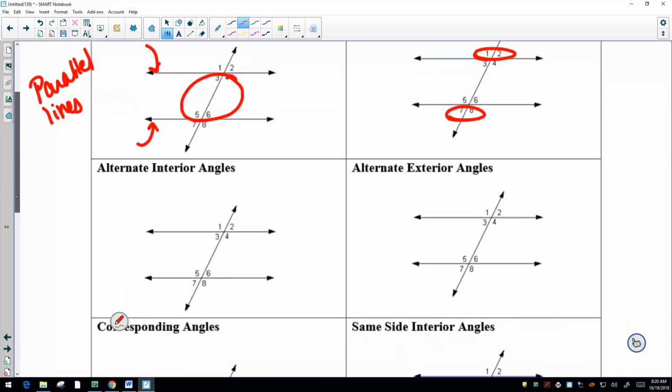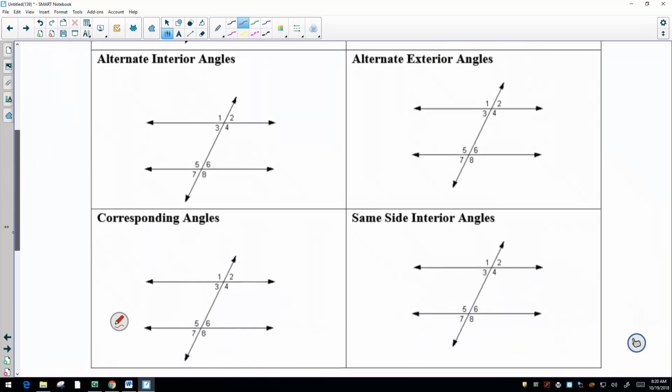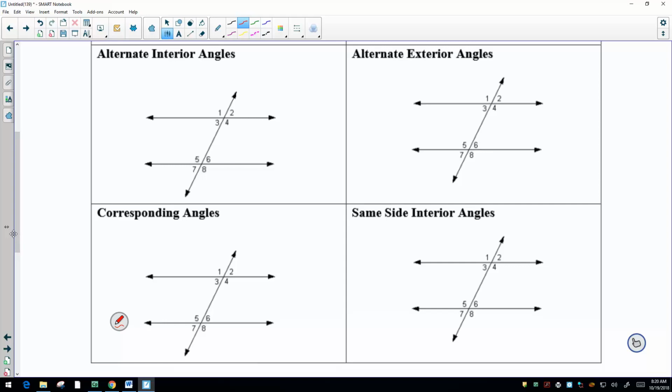Now if I throw the word alternate in there, alternate interior means I want one from each side. So I could take a look at angles 3 and 6. Those would be considered alternate interiors. Same thing with angles 4 and 5, alternate interiors. They're opposite sides of that transversal. Now when we get to alternate exteriors, I could take a look at angle 1 and angle 8.